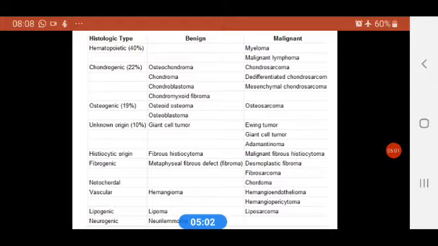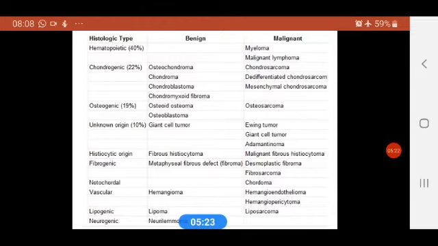Next comes unknown origin. We don't know where it is arising from. It might be the histiocytic area, that is from the histiocytes, or it can be from the osteoclast. So they actually don't know where these tumors are arising from. Benign would be giant cell tumor, and malignant would be Ewing's tumor and adamantinoma.